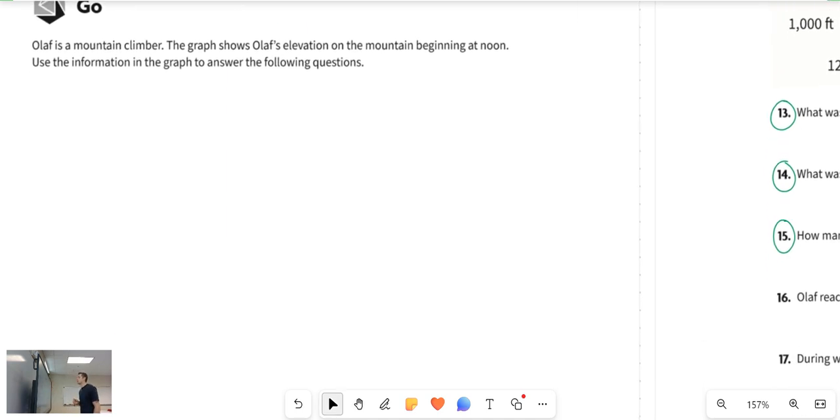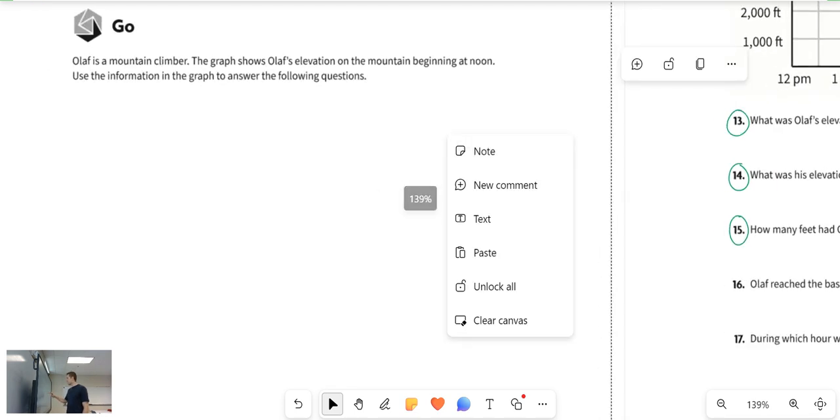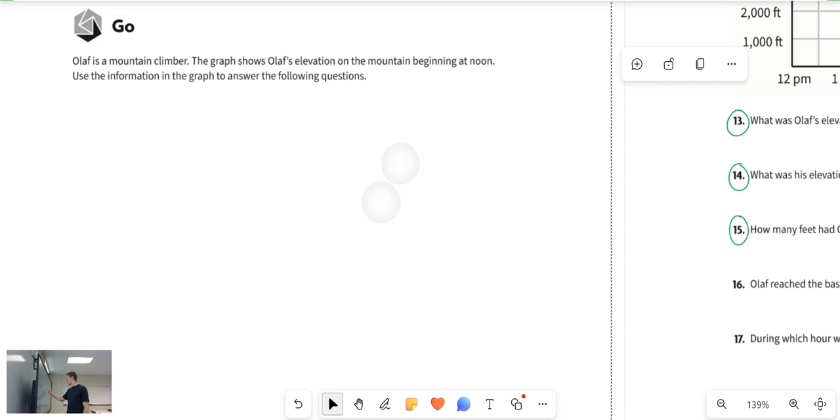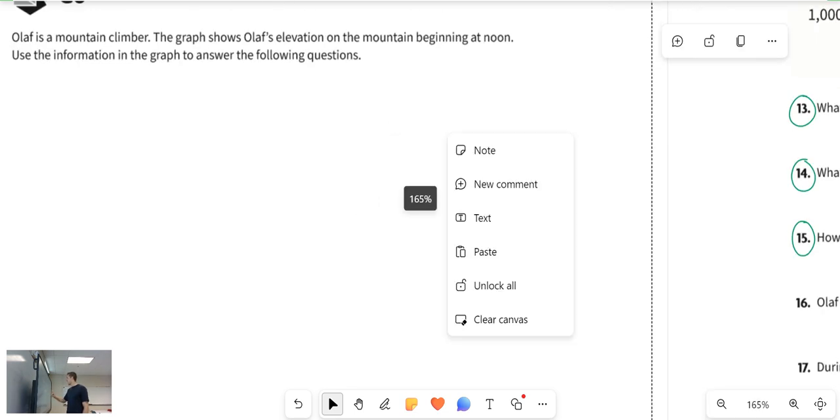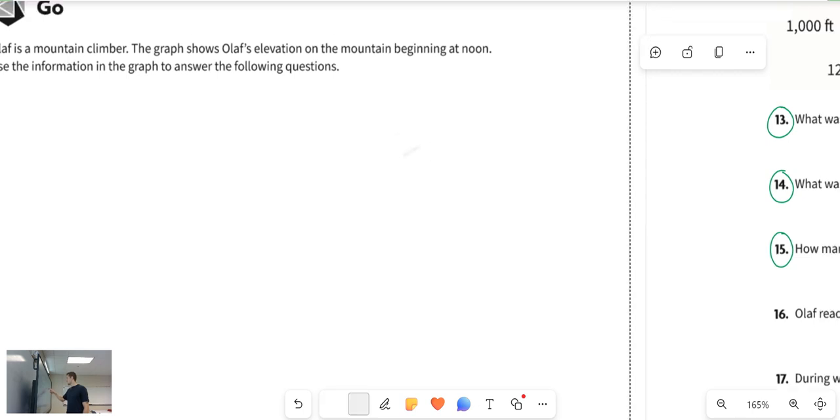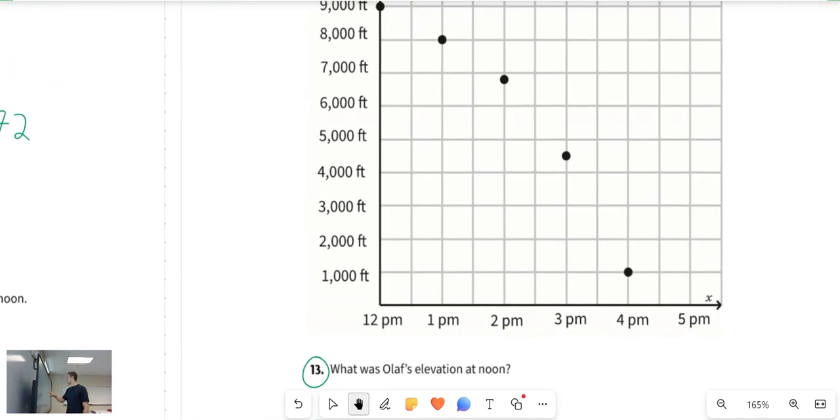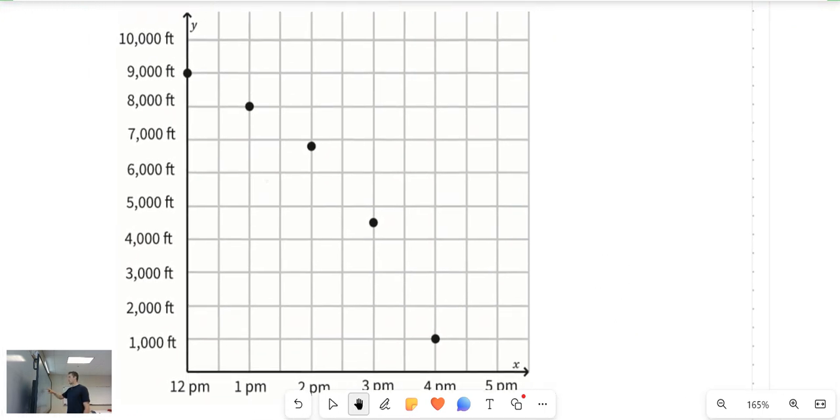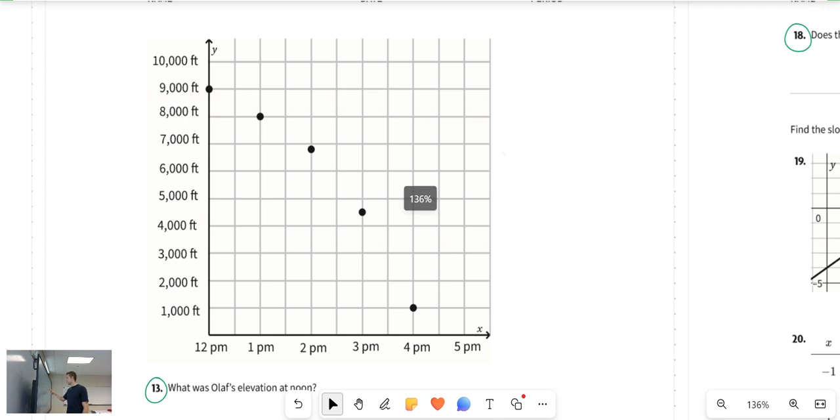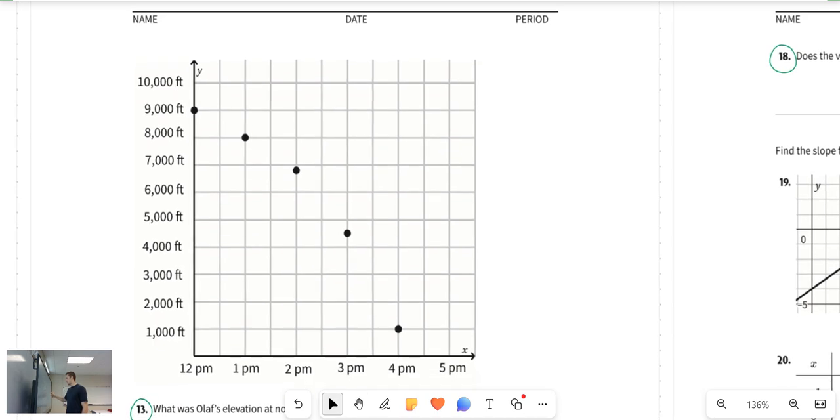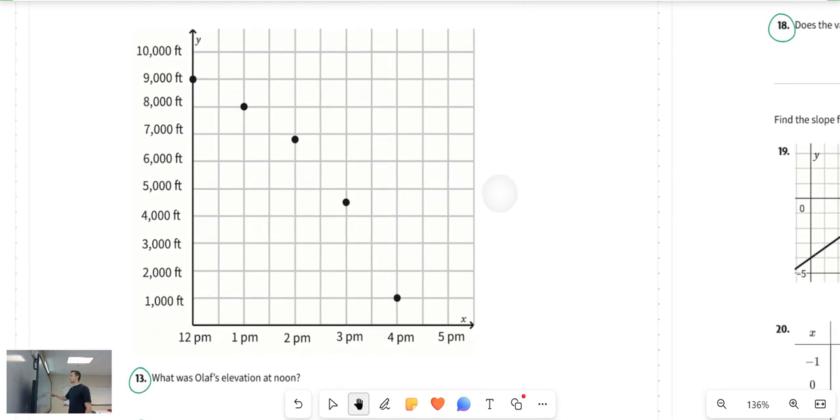Olaf is a mountain climber. The graph shows Olaf's elevation on the mountain beginning at noon and proceeding from there on. Use the information in the graph to answer the following questions. Well, the graph is not actually here, but it is on the next page. So let's go over to the next page. Here's our graph, and let's make sure that it is small enough to see. All right, so here's our graph.